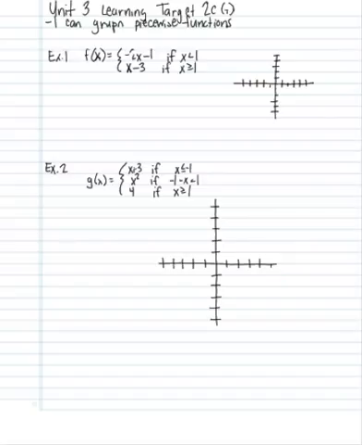So in example 1, we've got two pieces. We've got negative 2x minus 1 if x is less than 1, and we've got x minus 3 if x is greater than or equal to 1. So before we go straight to the main graph and draw the pieces, we're going to graph the two lines separately and look at which pieces of those graphs we need, and then we'll add them to the main graph and see what our final graph looks like.